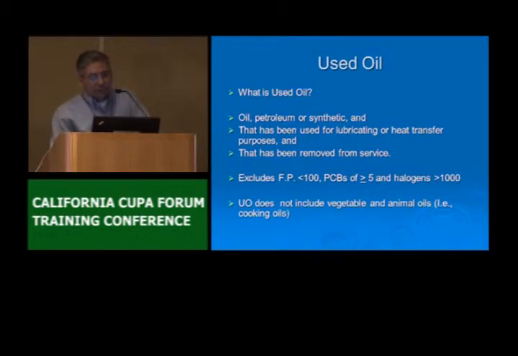So what is used oil? Just to review, used oil is any oil, petroleum or synthetic, that has been used, okay, for its lubricating or heat transfer purposes, and that has then been removed from service. Once it's removed from service, it's used oil, okay? Used oil does not include oil with flash points less than 100 degrees or oil with PCBs greater than 5 ppm, and it does not include used oils with halogens greater than 1,000 ppm unless someone makes a rebuttable presumption demonstration under the rebuttable presumption provisions, right? Used oil does not include vegetable oils, animal oils, and cooking oils.